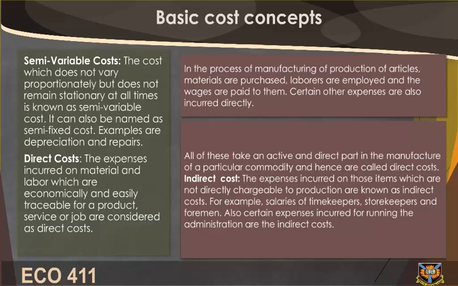Indirect costs. The expenses incurred on those items which are not directly chargeable to production are known as indirect costs. For example, salaries of timekeepers, storekeepers, and foremen. Also, certain expenses incurred for running the administration are indirect costs.